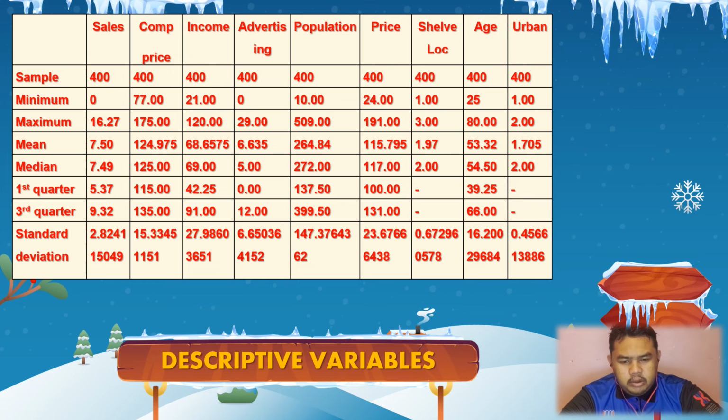The next part is about descriptive variable. For the sales, sample is 400. Minimum is 0. Maximum is 1.27. Mean for the sales is 7.50. For the median is 7.49. The first quartile is 5.37. Third quartile is 9.32. Lastly, standard deviation is 2.8241.